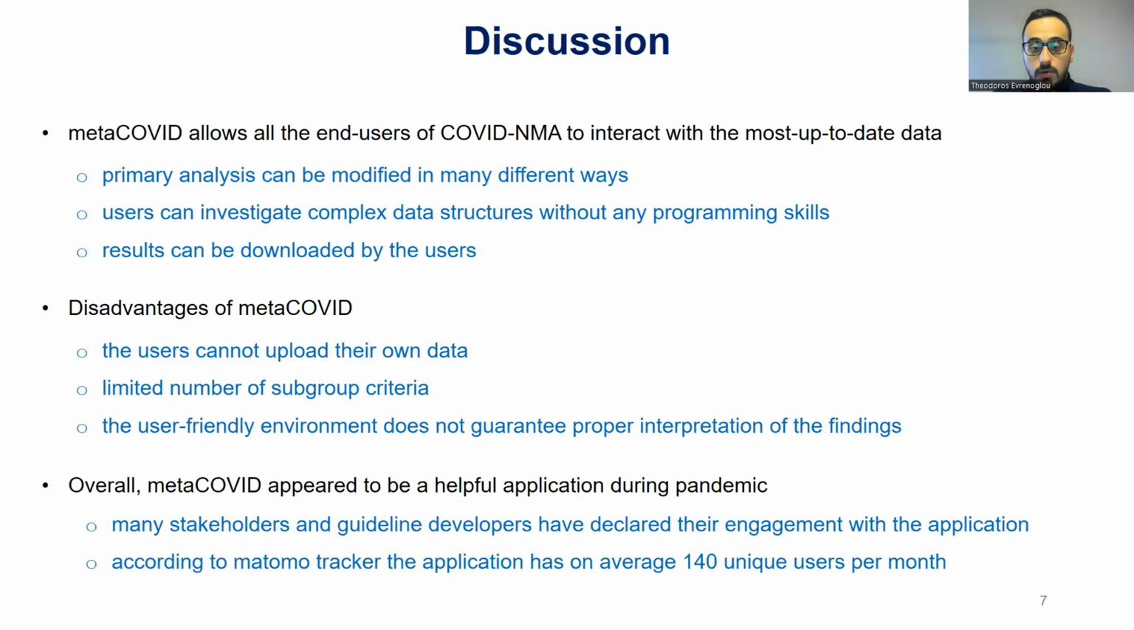Many stakeholders and guideline developers have declared their engagement with the application, and this translates into numbers because according to the Matomo tracker, the application has on average 140 unique users per month.